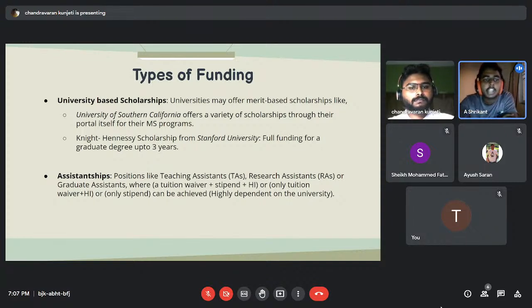And there is the Knight Hennessy scholarship from Stanford University. If you are applying to Stanford University, you should definitely consider going for this scholarship, because it's fully funded for a graduate degree up to 3 years. So if you're taking an MS, it's fully funded. You don't have to fund anything. Tuition, living, and even travel expenses are funded.